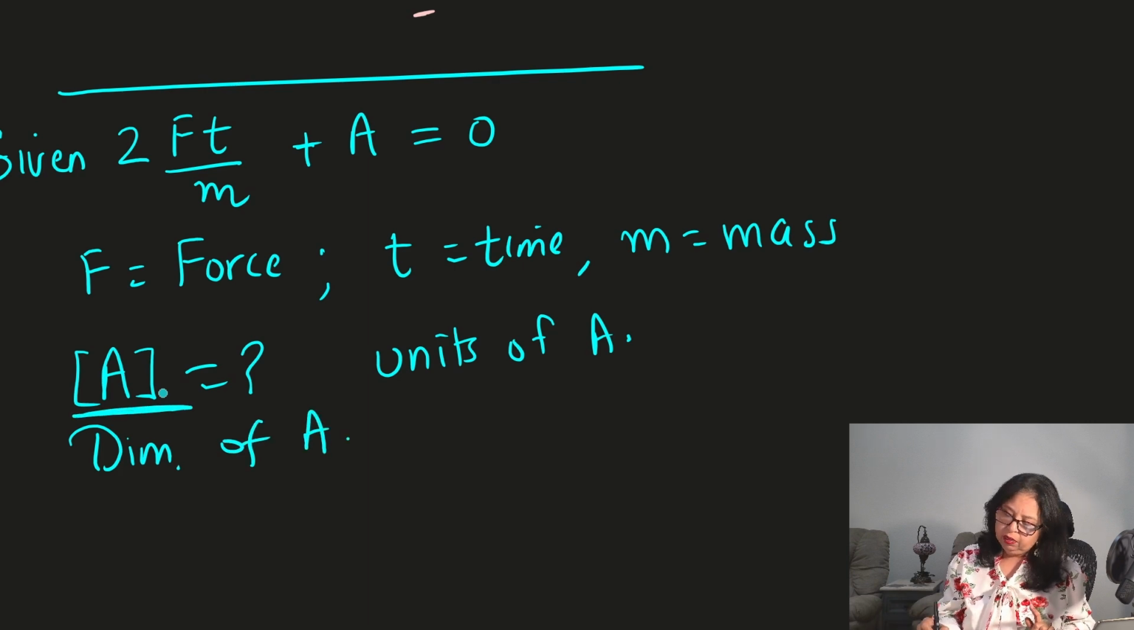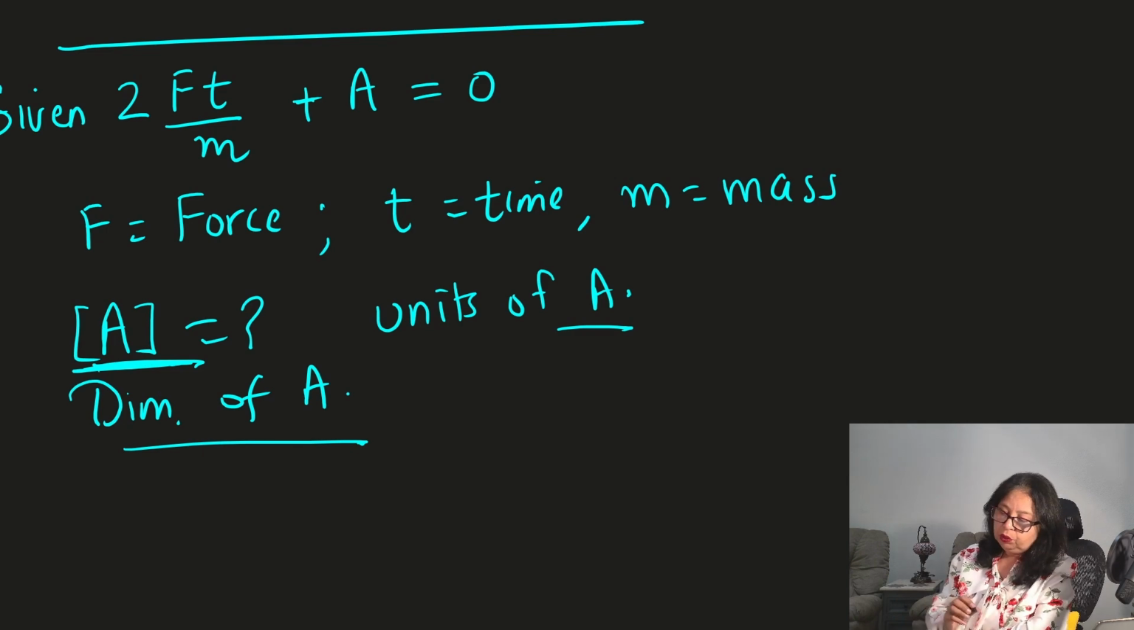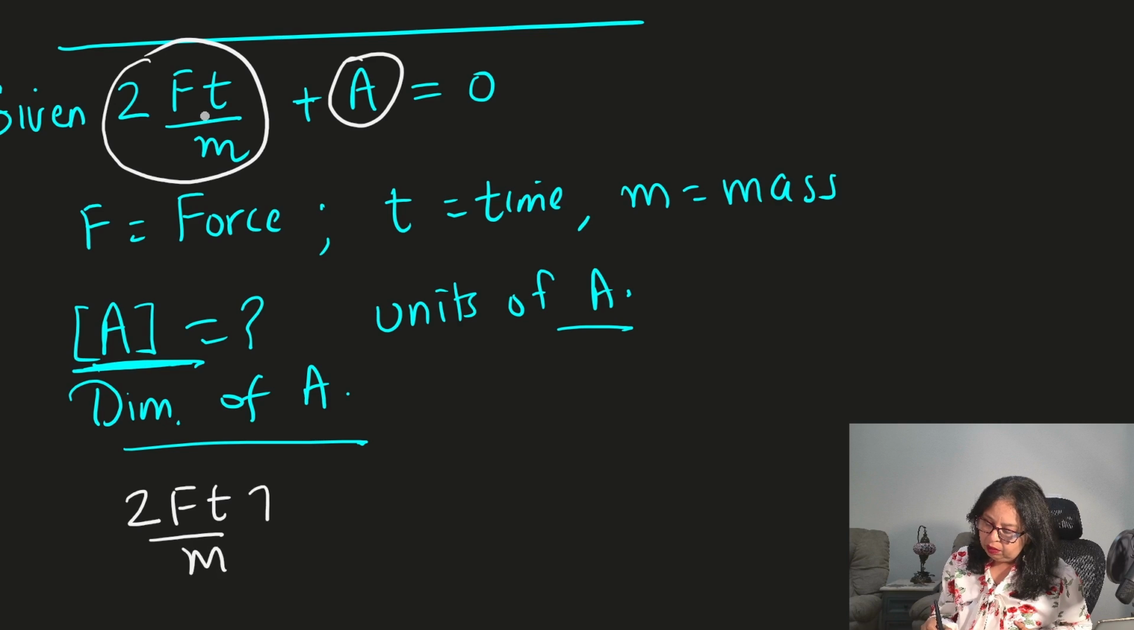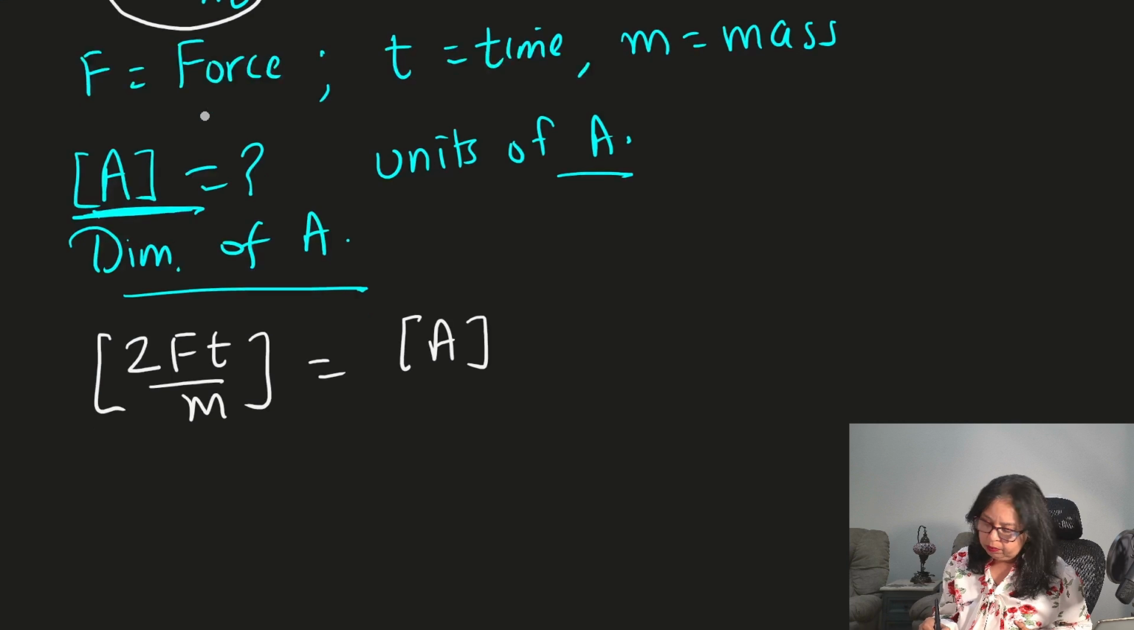So this is the dimensional formula here. These are just units, and using the dimensional formula, you can find out the units. How would you do it? Using the principle of homogeneity, you know that the units of 2Ft over m must be the same as A. You could equate the units, and from there figure out the units of A. Or you could equate the dimensions. So the dimension of 2Ft over m equals the dimension of A. This is the principle of homogeneity.